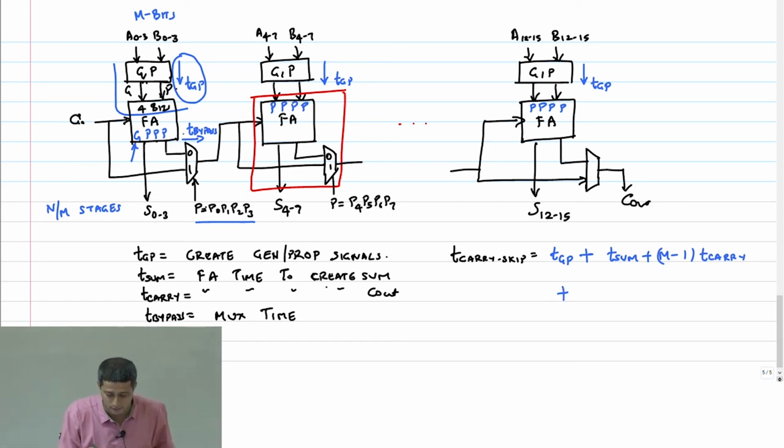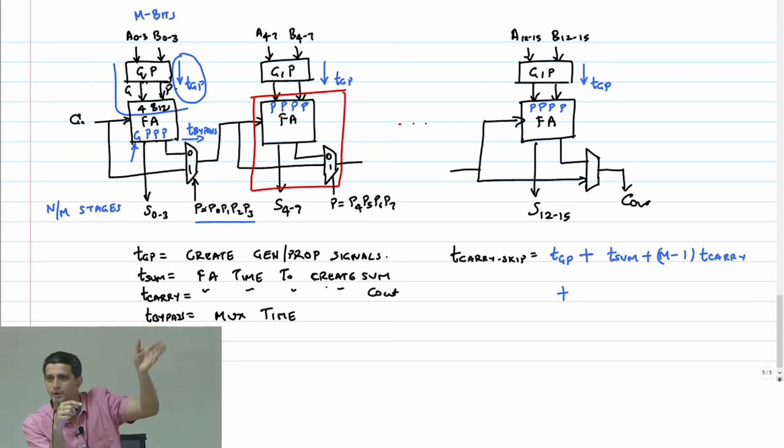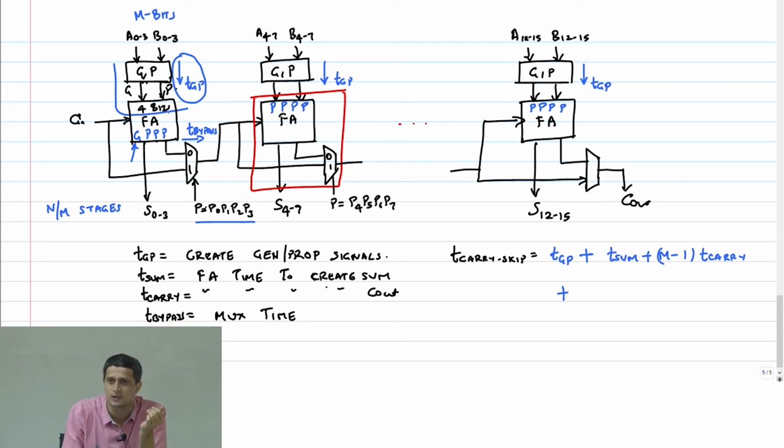Plus, we have arrived till here. Now, whether the mux is bypassing the carry or it is taking the carry from the rippled string, you have to go through the bypass mux. Right? In the first stage, you are rippling through and you have to go through the bypass mux. From second stage onwards, there is no rippling. It's only bypassing. Right? So that is T bypass. And how many bypasses? N by M. Good. Let's write that down.